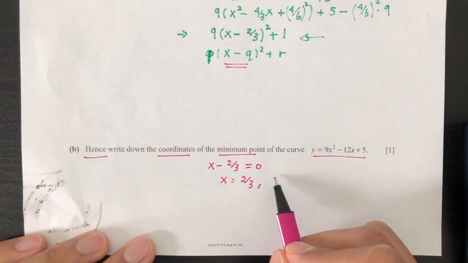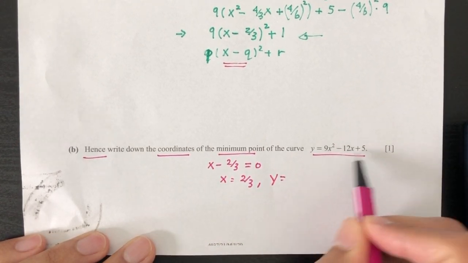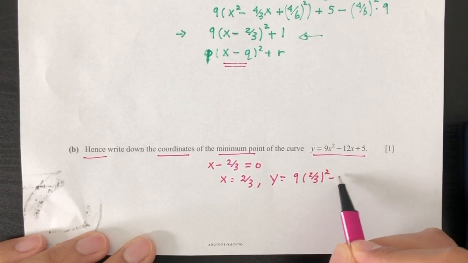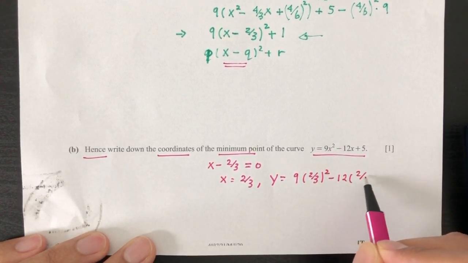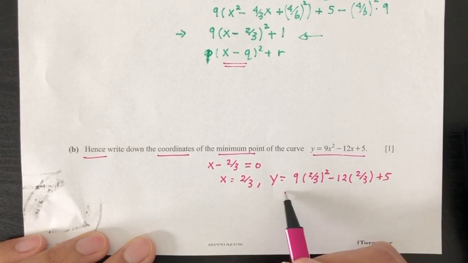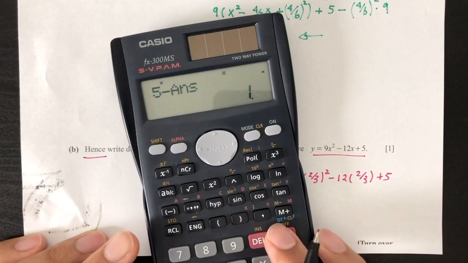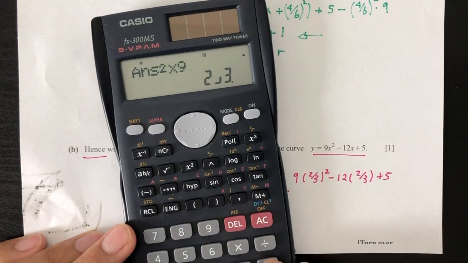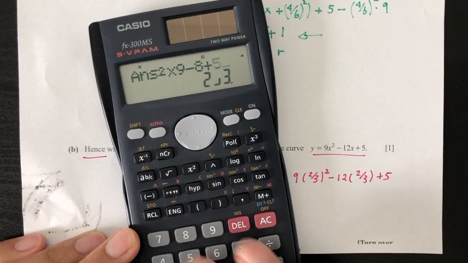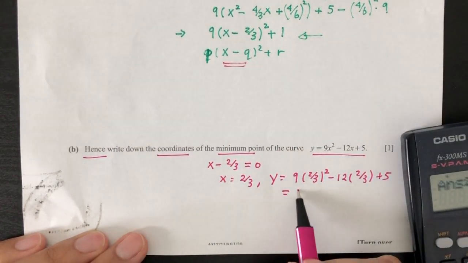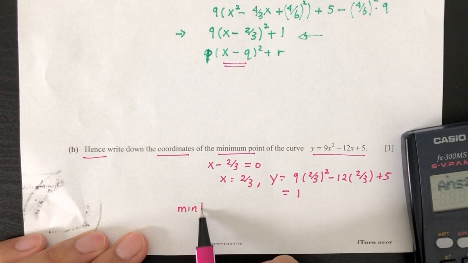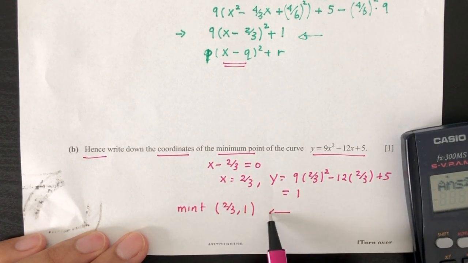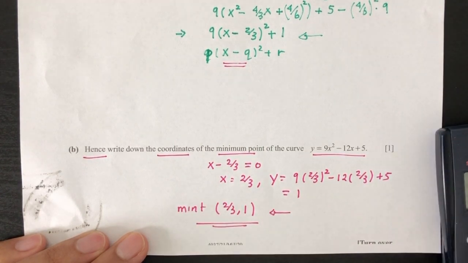Now you have to find the y coordinate. So replace x in this equation. You will have 9 times 2 over 3 squared minus 12 times 2 over 3 plus 5. So let's do that. So 2 over 3 squared times 9 minus 8 plus 5. That will be 1. So your minimum point will be equal to 2 over 3 and 1. And this is your answer for question number 2.